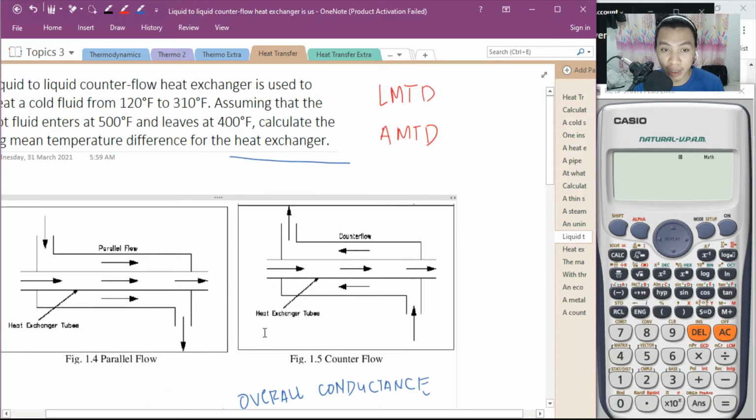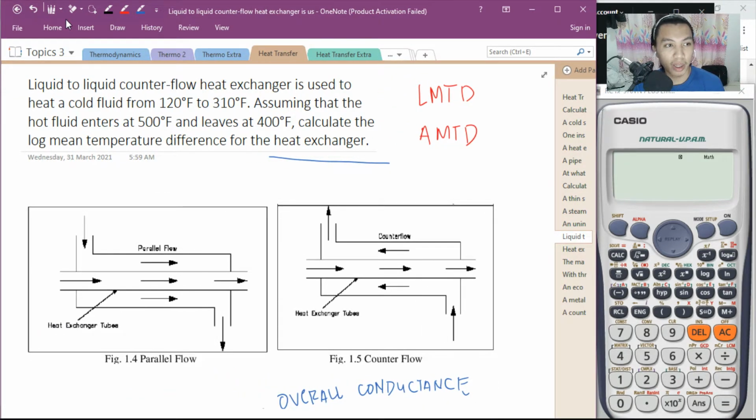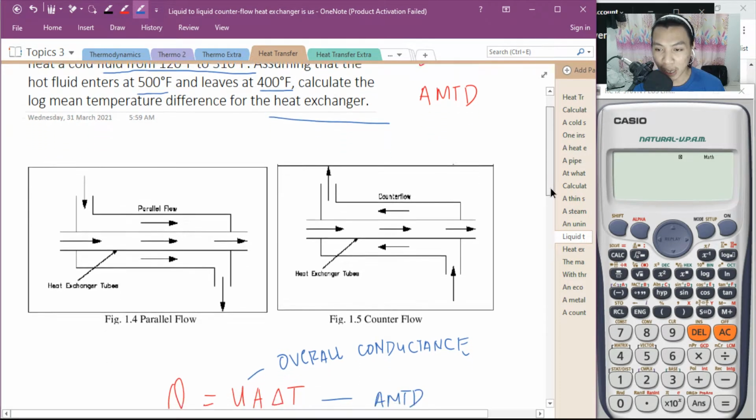Mas maganda sinusolve natin yung problem. So let's go with the problem again. Okay? Meron tayong counterflow heat exchanger. And then, heat used to heat a cold fluid. So ginagamit yung heat to make the fluid hot from 120 to 310 degrees. So this is the cold fluid. That's the temperature. Assuming that the hot fluid enters at 500 degrees Fahrenheit and leaves at 400 degrees Fahrenheit. Counterflow, so better way that we map it out.